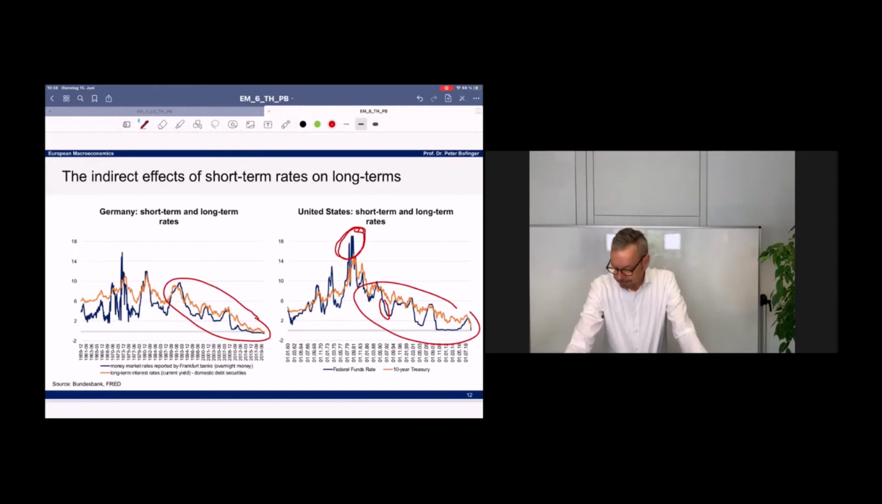And so, I think that's a nice way to apply these expectations of interest rates. Why did the long-term rate not make the same jump as the short-term rate? What is the idea? What were people expecting? Because the long-term rate is always about expectations.